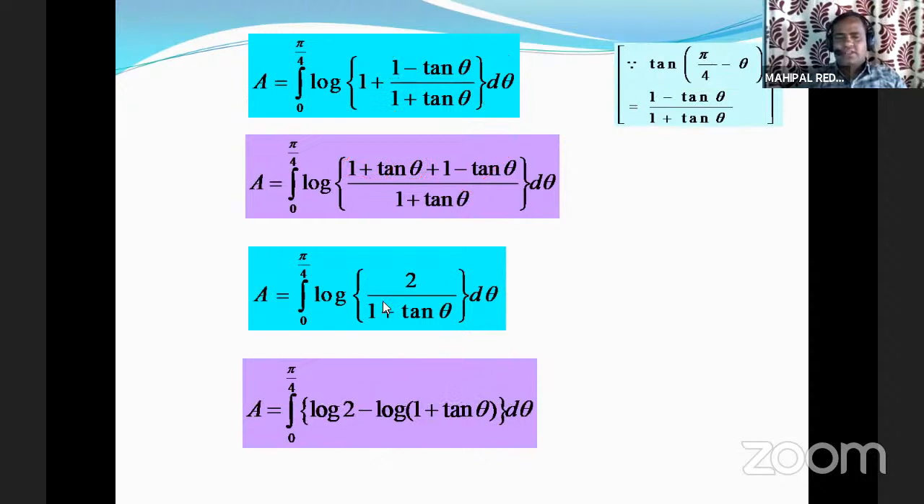Students, we know this is log a by b, the second law of logarithm: log a by b is nothing but log a minus log b. So the numerator gives log 2 minus log of 1 plus tan theta. Therefore, A equals the integration from 0 to pi by 4 of log 2 minus log of 1 plus tan theta d theta.